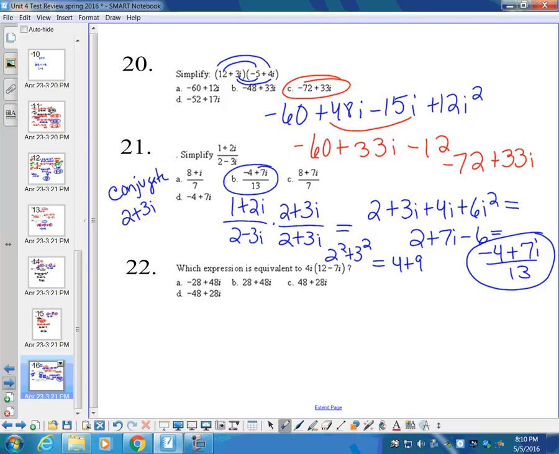Okay, the very last one, 4i times 12 and 4i times negative 7i. So we get 48i minus 28i squared. So it would be positive 28 plus 48i. And again, they switched. No, it's the right order. Sorry. 28 plus 48i would be B.